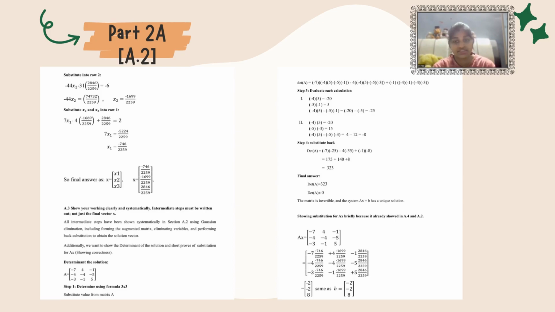Then substituting x2 and x3 into row 1 allowed me to solve for x1, as shown below: 7 x1 minus 4 times negative 1699 over 2259, plus 2846 over 2259. So we get the answer as 2, giving x1 equal to negative 746 over 2259. Therefore, the solution vector is x equal to negative 746 over 2259 for x1, negative 1699 over 2259 for x2, and 2846 over 2259 for x3, and this x is a 3 by 1 vector.